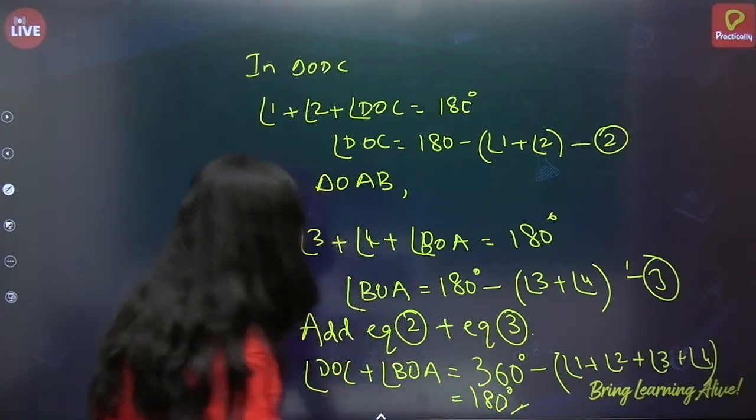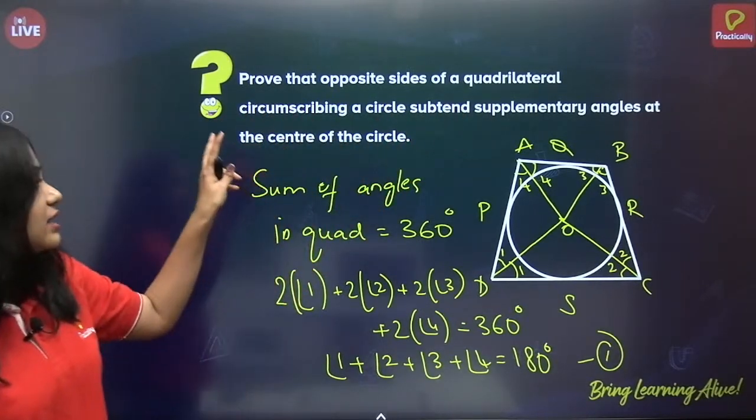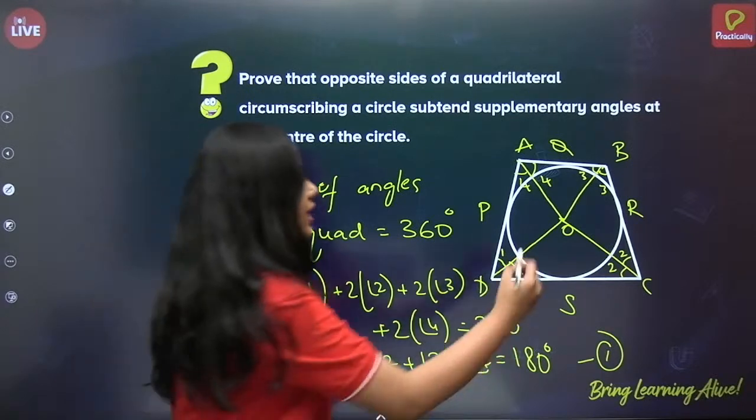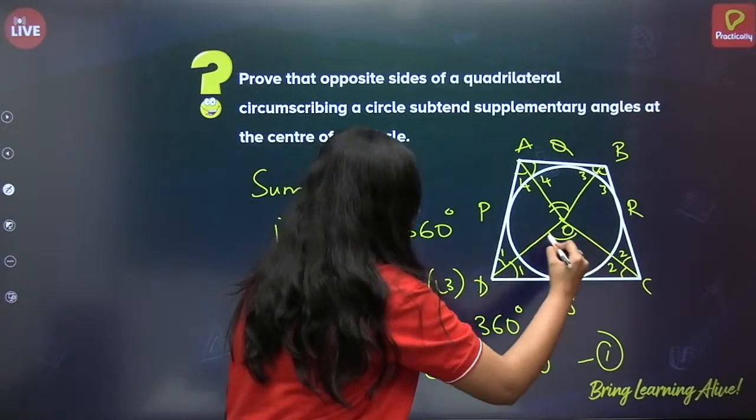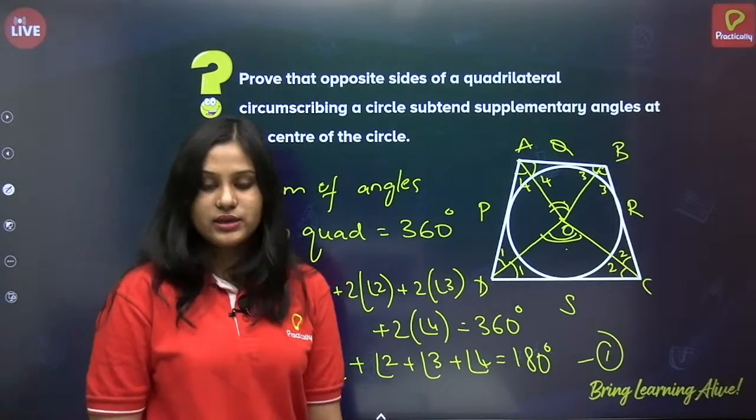So, hence we have proved that the opposite sides of a quadrilateral circumscribing a circle subtend supplementary angles, that is this plus this is equal to 180 degrees.